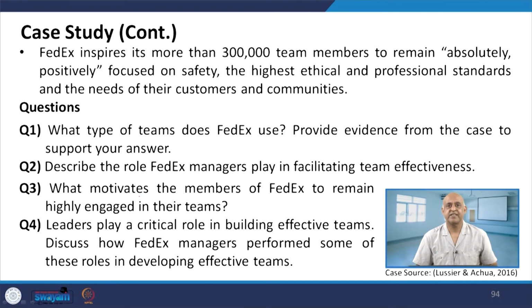On the basis of this case study, these are the questions. What type of team does FedEx use? Provide evidence from the case to support your answer. Describe the role FedEx managers play in facilitating team effectiveness. What motivates the members of FedEx to remain highly engaged in their teams? Leaders play a critical role in building effective teams; discuss how FedEx managers perform some of their roles in developing effective teams.